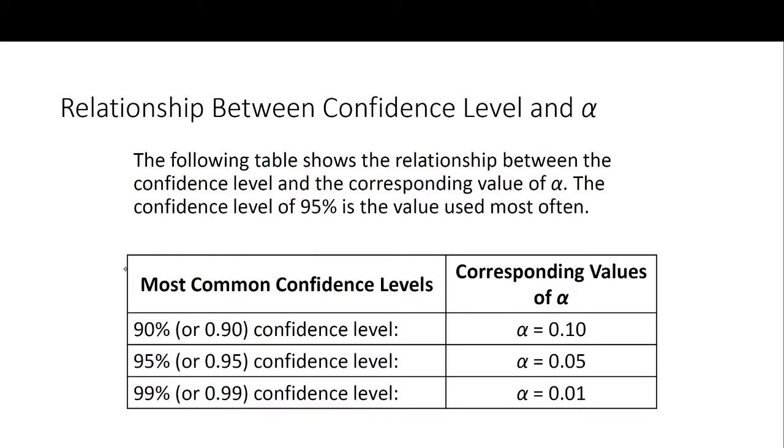To find out the confidence level, we need information about alpha, and here is the relation between the most commonly used confidence levels and alpha. For example, 90% means alpha is 10%, and 95% confidence level means alpha is 5%, and so on.